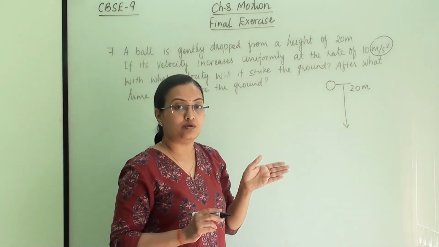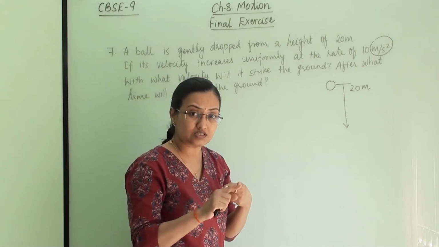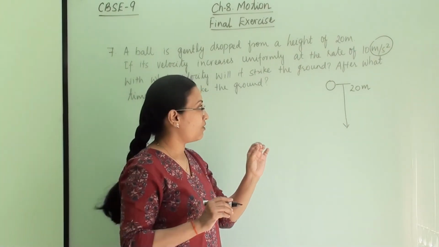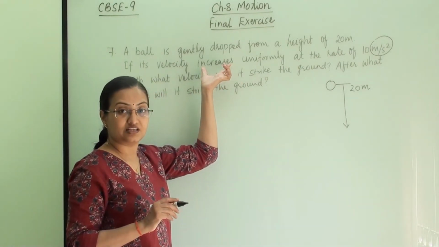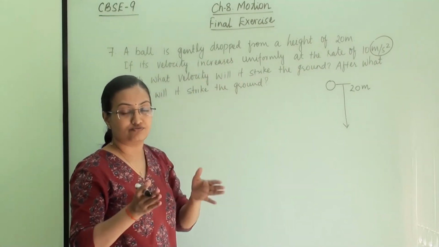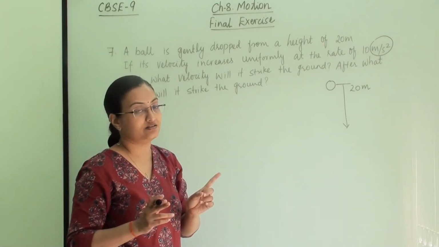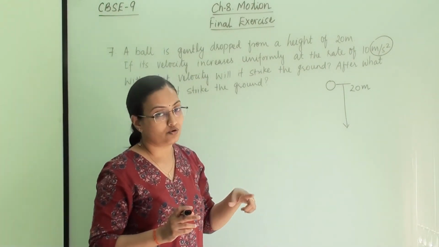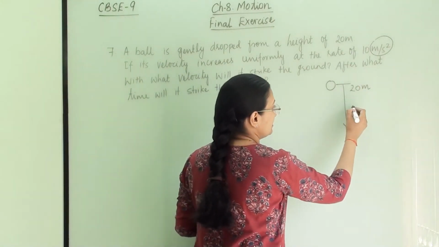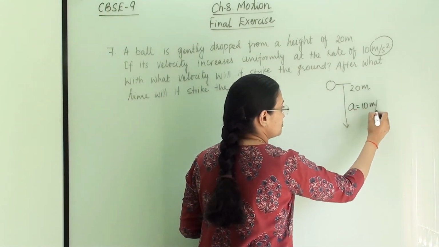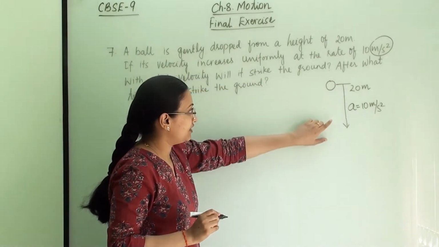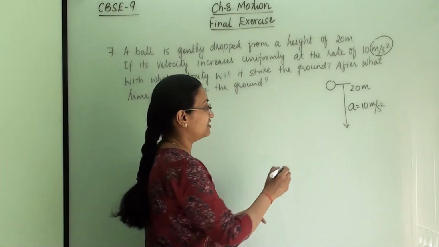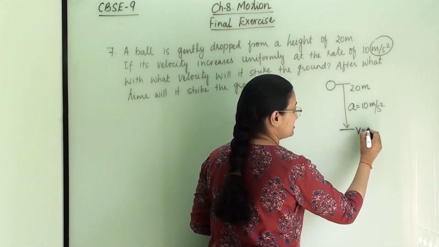This is the way you can make out whether they have given the velocity or acceleration. It is very important to find out whether this is initial velocity, final velocity or acceleration. First thing is the unit, or check whether they have said increasing or decreasing at a uniform rate or something like that, then it is acceleration. And if it is simply velocity, then it is either initial velocity or final velocity. So here this is acceleration. So with 10 meters per second square, it is falling down. So what they are asking is with which velocity it will strike the ground.